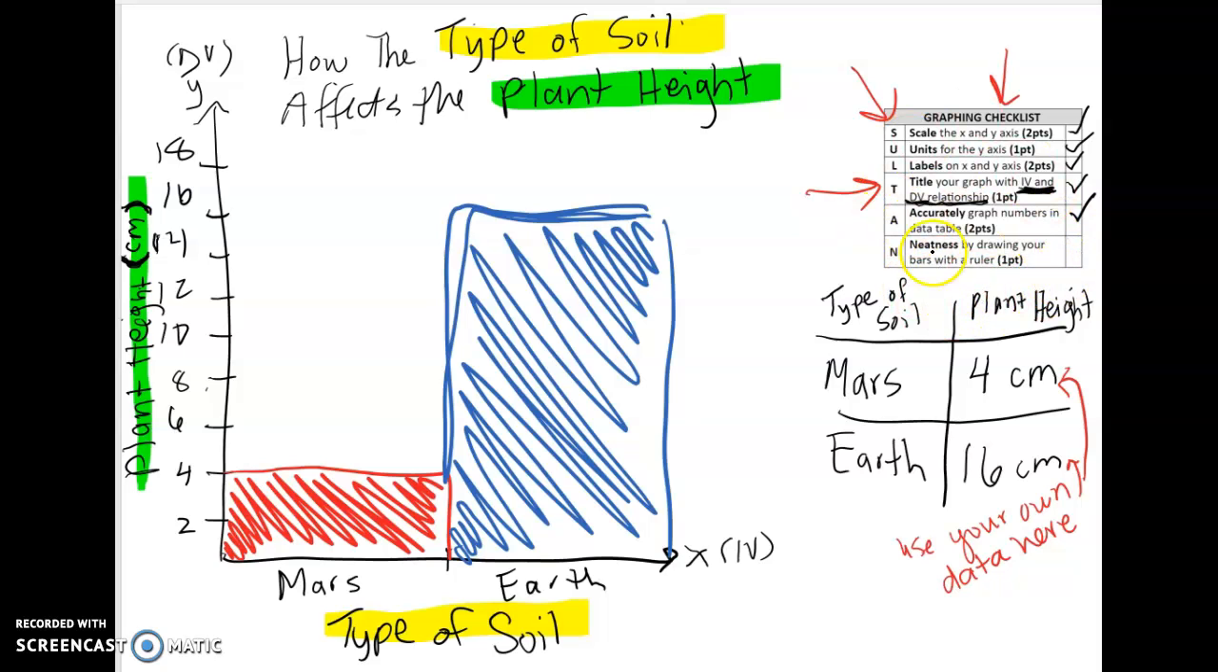And I would give myself in this graph 1 point for neatness. This is basically just so I can read your graph and I know exactly where you're getting stuck or where you need help. So please be as neat as possible so I can read your graph. This graph that I'm looking at right now would be full points. So please make sure to use this graph and your checklist to make sure that you get full points on all of your graphs.